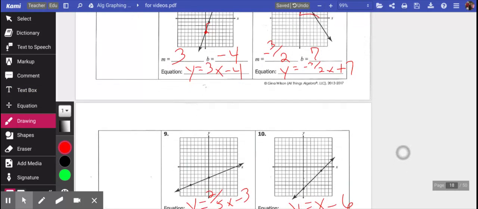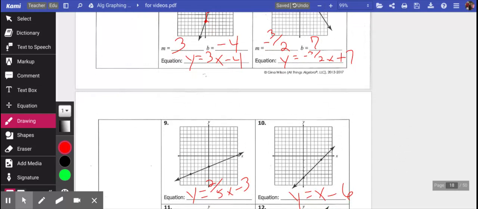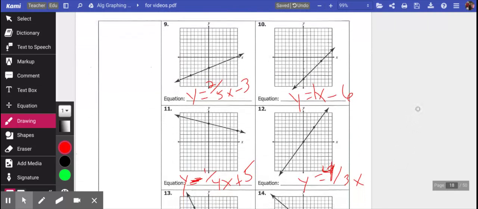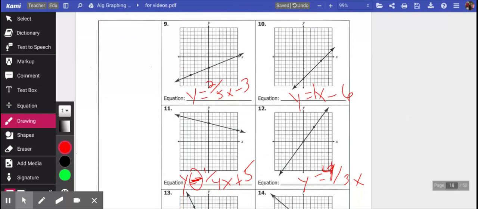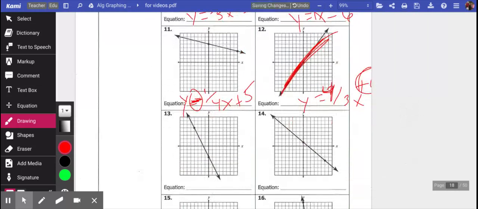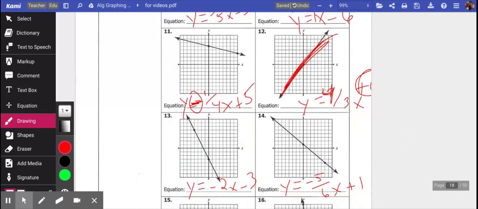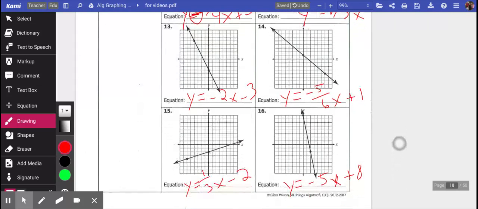Okay, so 9 and 10 will look like that. You don't need that 1 there, but it's not wrong if you do it. And 11 and 12, that is a negative. And then this is the one where it's proportional. And so you do not need plus 0 at the end. Okay, and then go ahead and pause it again and do the rest of the paper. Okay, the last 4, 13 and 14 are right there. And then 15 and 16.